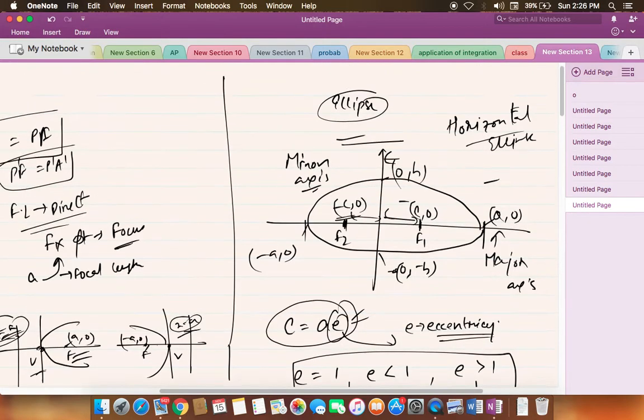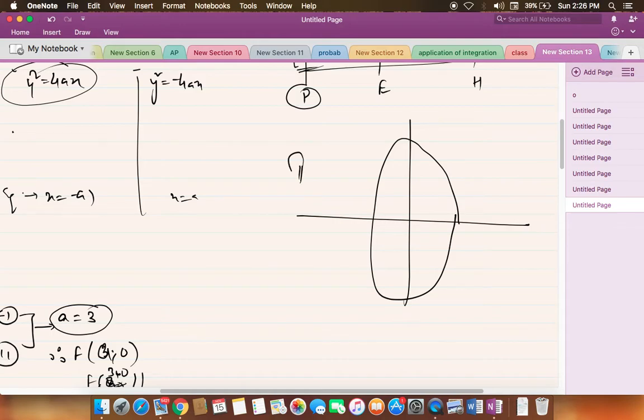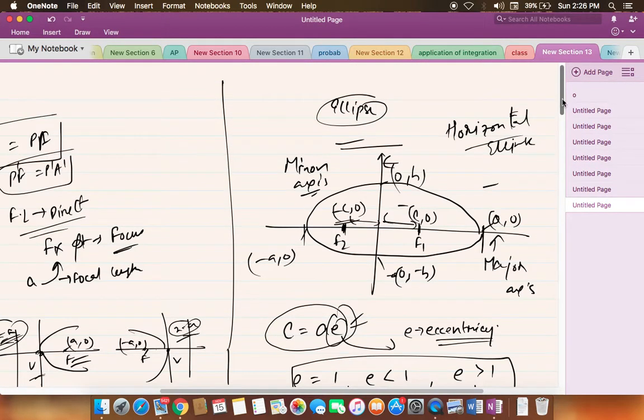Now these were your notations for the horizontal ellipse. The same notations follow for the vertical ellipse, the second type of ellipse. Before heading to this one, you have to keep in mind the definition. It is the collection of all points such that PF1 plus PF2 always stays constant. This point keeps moving such that the sum of its distances from the two foci is always a constant.